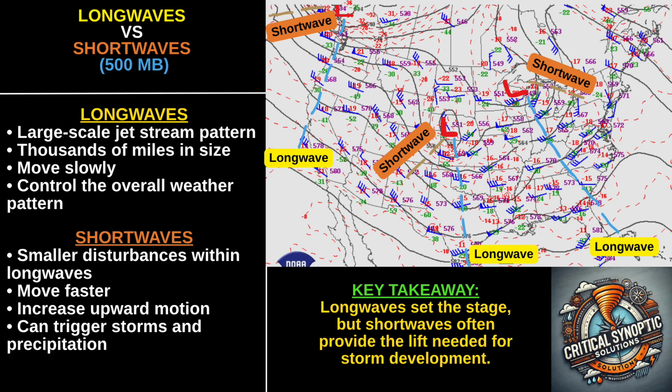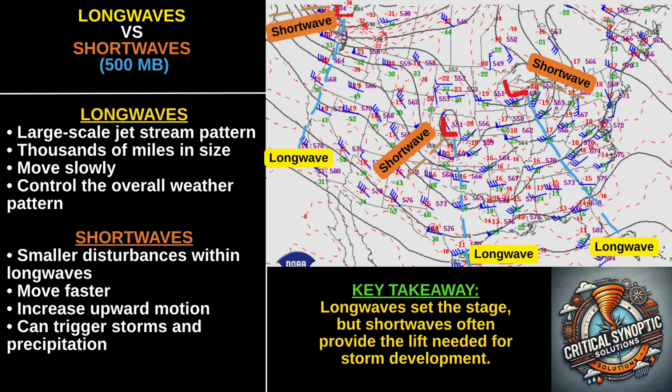So when you're looking at a 500 millibar map, don't stop after finding the big ridge or trough. Look for those smaller waves moving through the pattern, because they're often what turns an ordinary day into an active weather day. Now that we know how to find the larger and smaller waves in the atmosphere, let's talk about another clue meteorologists use to figure out where air is most likely to rise.